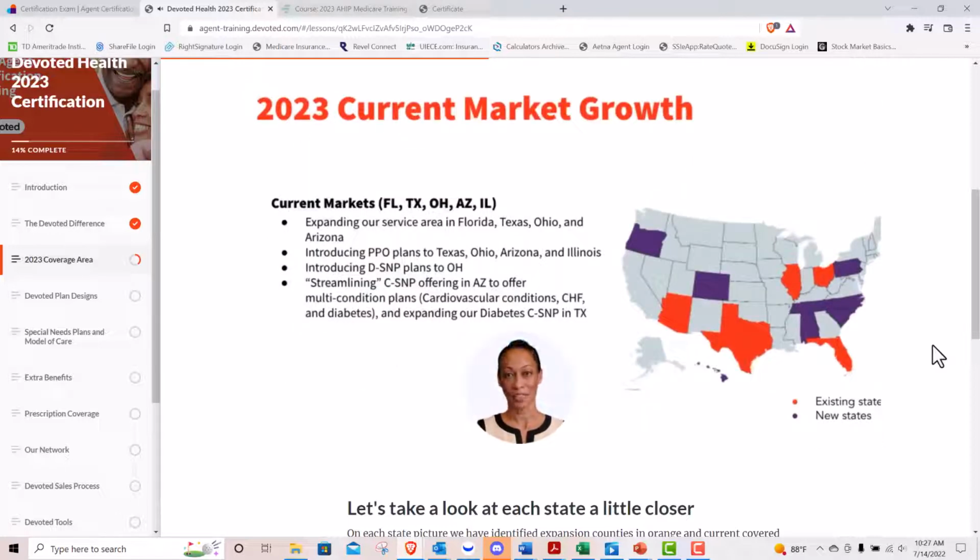We are expanding our service area in Florida, Texas, Ohio, and Arizona. We are introducing a PPO plan to Texas, Ohio, Arizona, and Illinois. We are introducing dual special needs plans in Ohio. We are streamlining our chronic special needs plan offering in Arizona to offer multiple condition plans. And we are expanding our diabetes chronic special needs plan in Texas.